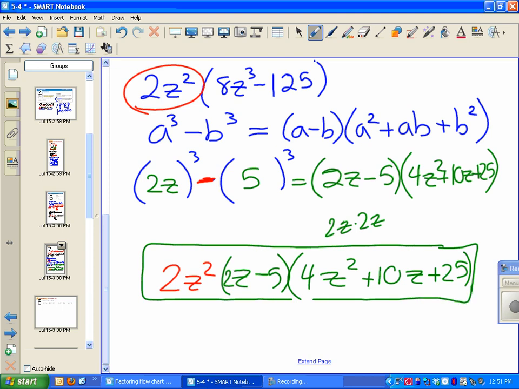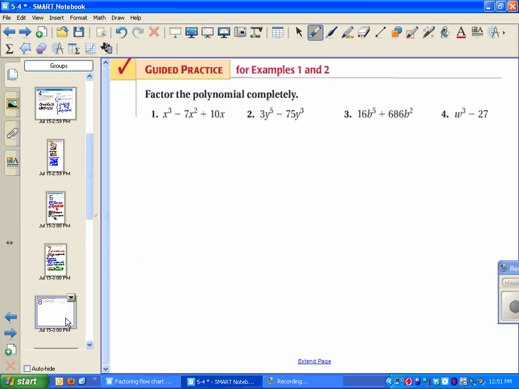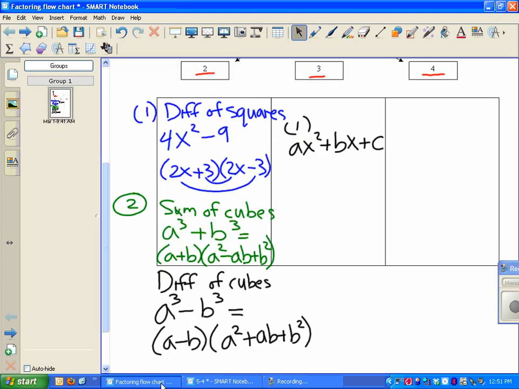Okay. So for the guided practice, make sure you look for greatest common factors. 3 of them have greatest common factors, so please look for those first and then factor. So 2 terms, 2 terms, 2 terms, and 2 terms. Go back and look at your chart. When we look back at our chart, that could be the difference of squares, sum of cubes, or difference of cubes.